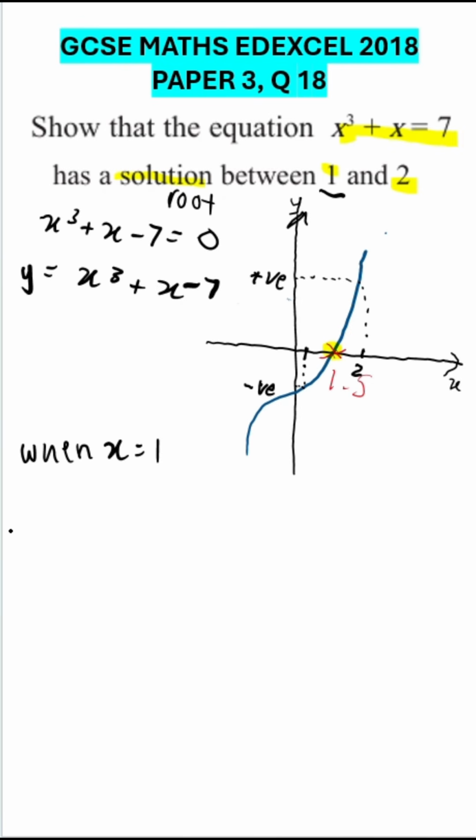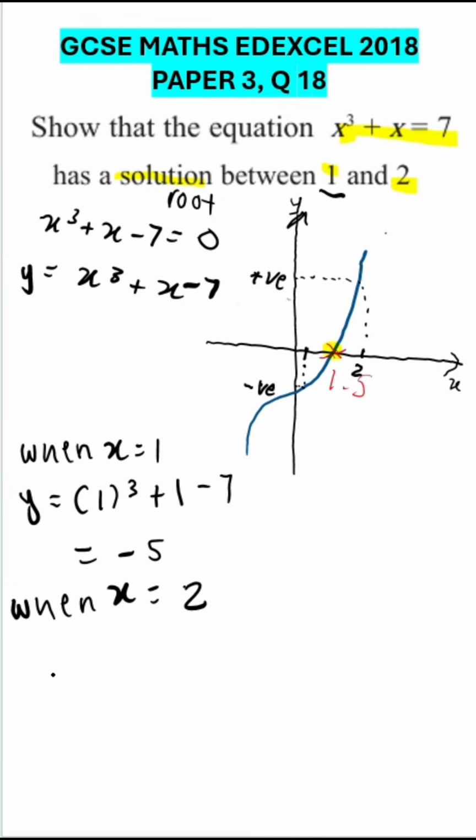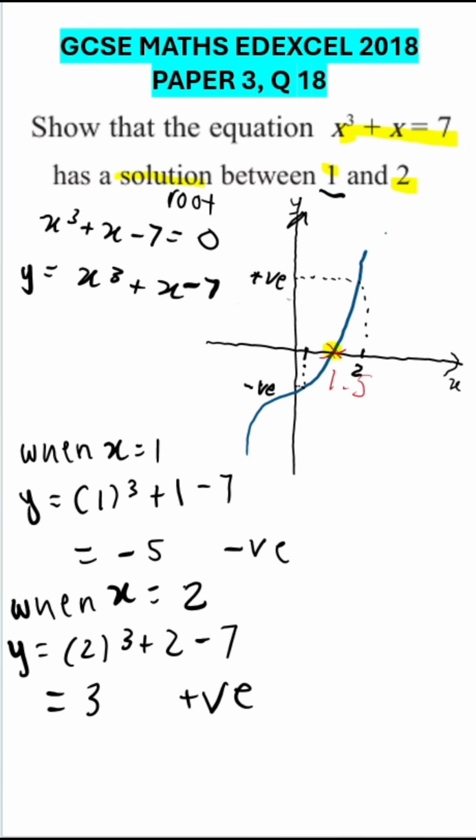So first I'm going to find out my value of y when x is equal to 1. So y would be equal to 1 cubed plus 1 minus 7. So that will be 1 plus 1 is 2 minus 7 is minus 5. And now I'm going to check when x is equal to 2. So that's going to give me y is equal to 2 cubed plus 2 minus 7. And that's going to be 2 cubed is 8 plus 2 is 10 minus 7 is 3. So you can see here that there's a change in sign between minus 5, which is negative, and positive 3, which is obviously positive. And now that's basically all the work done.